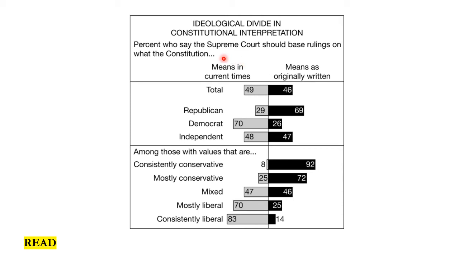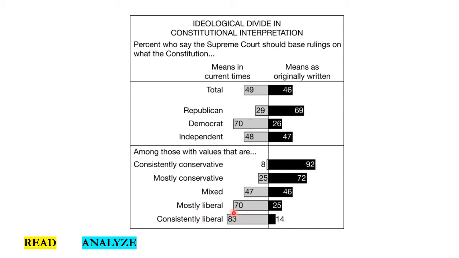All right, so we've read it. Now let's analyze it a little bit. Okay, so means in current times, right? So this is the living Constitution side. And as you can see, Republicans are 29 to 69, Democrats are 70-26, and then you come down here, conservative versus liberal. Conservative, you're at 92 and 72. Liberal, you're at 70 and 83.